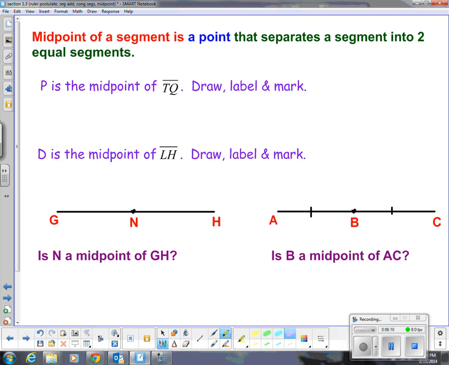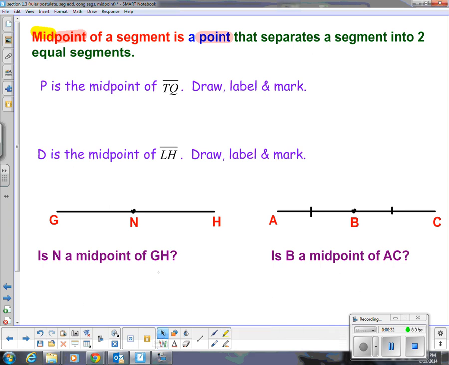All right, so now midpoint. There's a key word here and it happens to be point. Midpoint of a segment is, oh my goodness, it's a point. So it's a midpoint of a segment. Mid, you probably guess maybe what that might mean. Midpoint of a segment is a point that separates a segment into two equal segments.